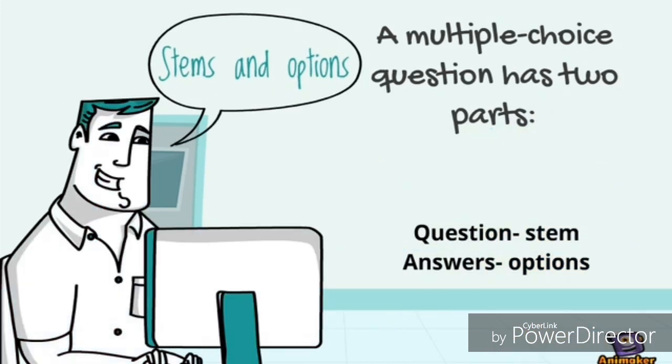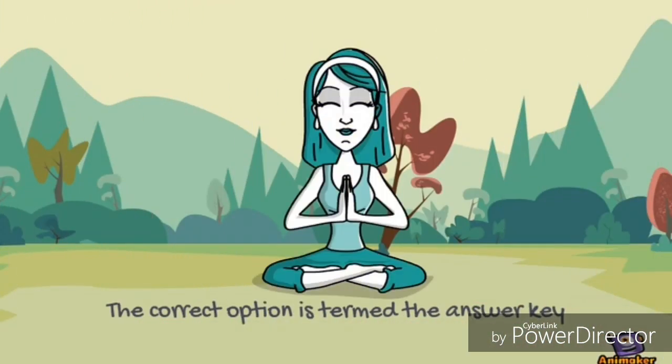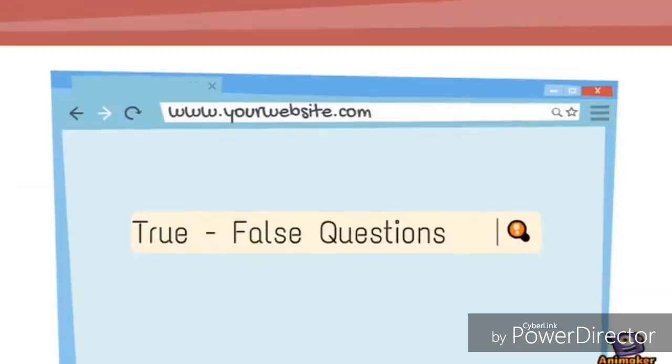A multiple choice question has two parts: the question itself, which is called the stem, and the possible answers, or the options. The correct option is termed the answer key, while the incorrect options are called the distractors.